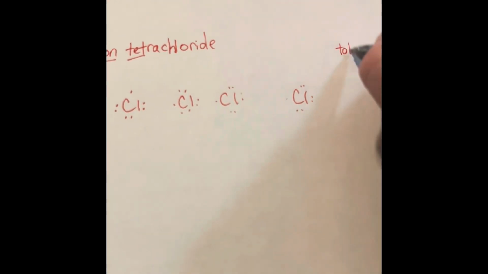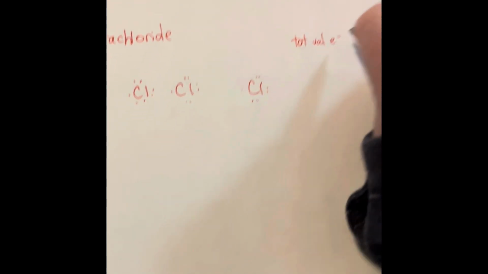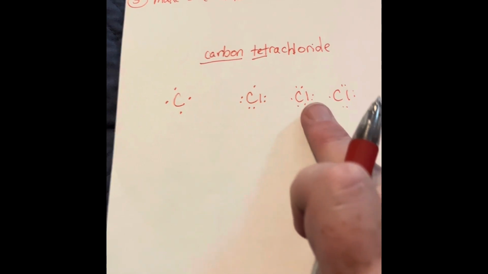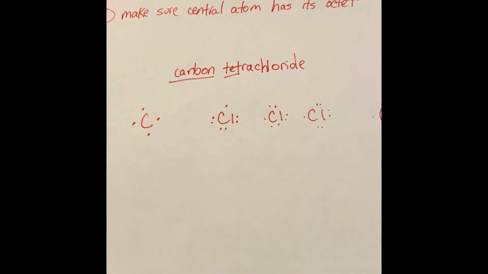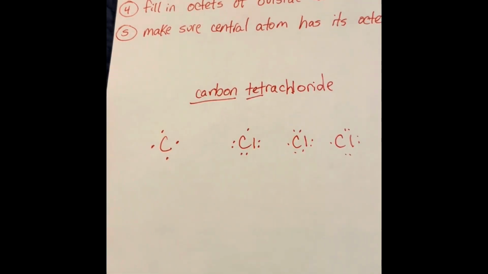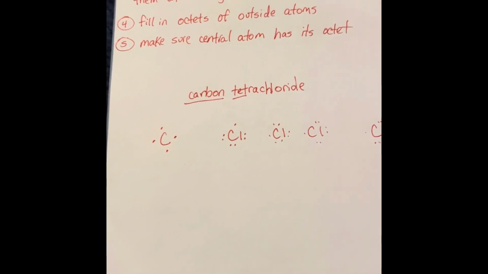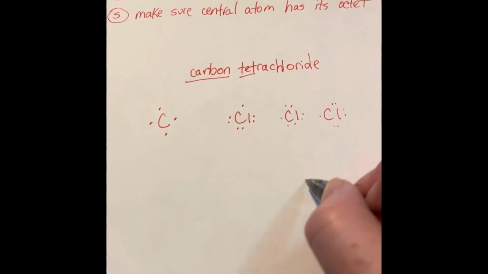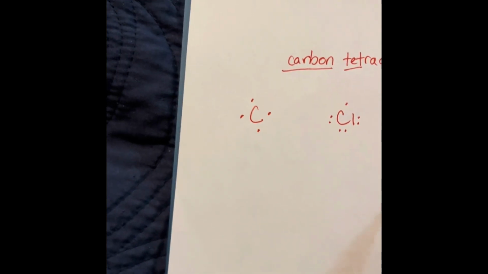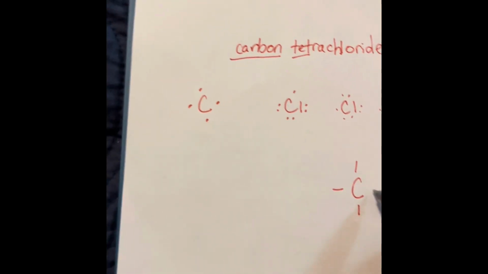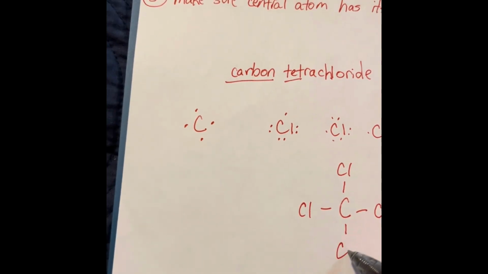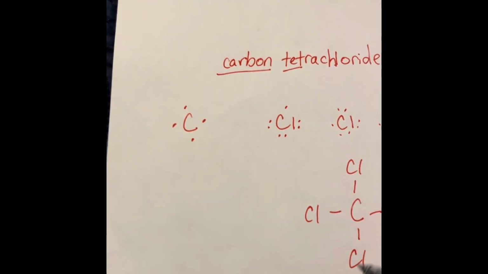So my total valence electrons is, I have 7 here, 7 here, 7 here, 7 here. That's 28, and plus 4 is 32, right? Okay, then it says put the atom with the most unpaired electrons in the center. That would be your carbon. And arrange the other atoms around it and bond them with a single covalent. So that's going to be right there. Then you fill in the octet around.